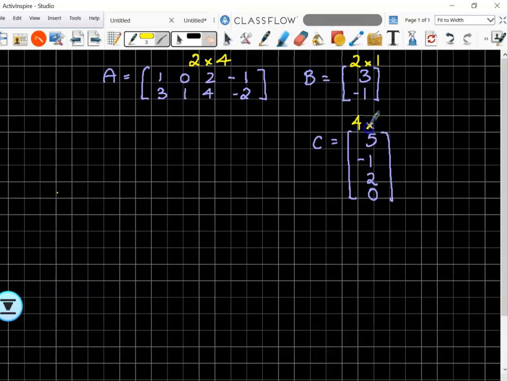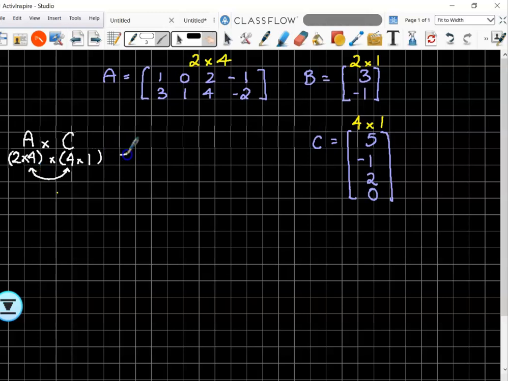4 by 1. Okay, so what combinations could we have here? We could have A times C, and that would mean, so let's have a go. So that's 2 by 4 times 4 by 1. So we know that they can actually be multiplied together because the innards, the row and the column are the same. And what else do we know?